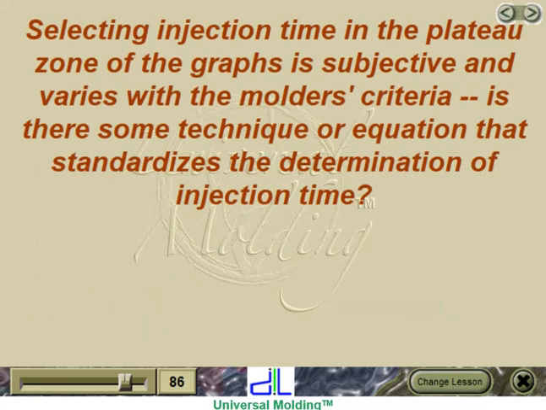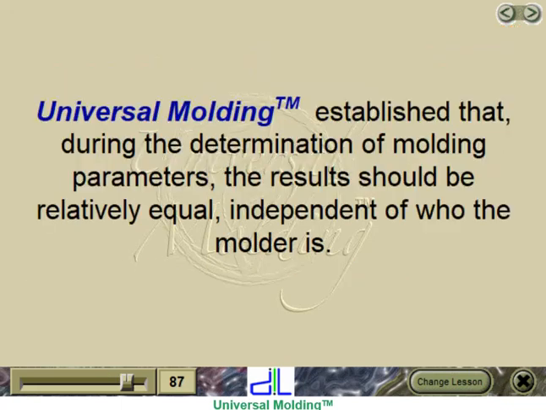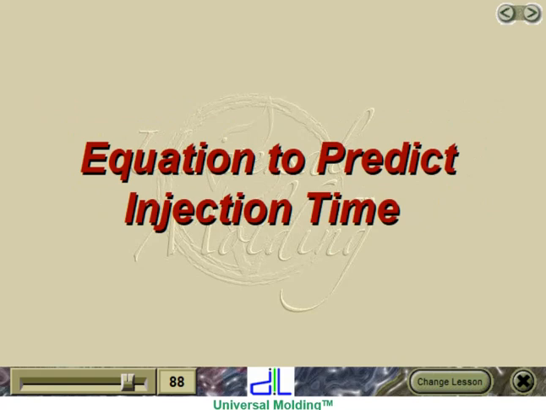Selecting injection time in the plateau zone of the graphs is subjective and varies with the molder's criteria. Is there some technique or equation that standardizes the determination of injection time? Yes, both the equations and the procedures exist. Universal Molding established that, during the determination of molding parameters, the result should be relatively equal, independent of who the molder is. Equation to predict injection time.